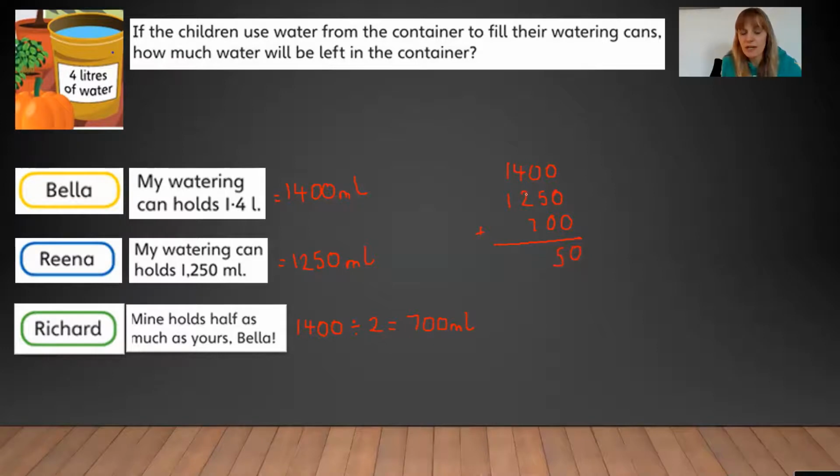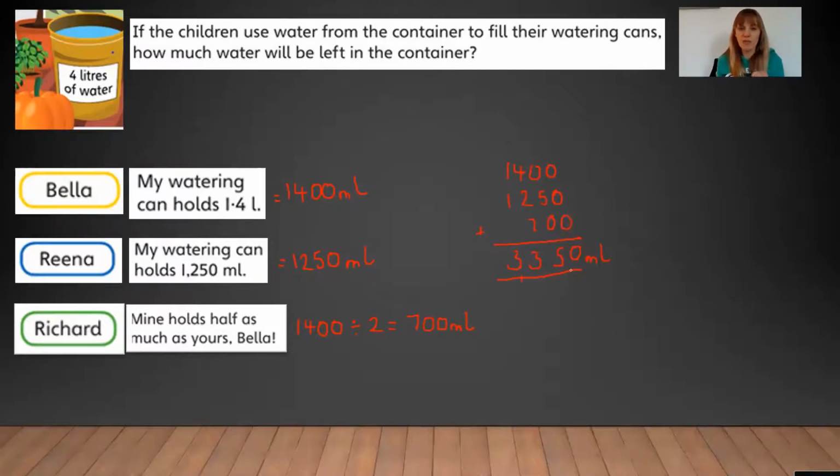7 add 2 is 9, add 4 more is 13. 1 add 1 add 1. So all together they have 3,350 millilitres of water in their watering cans. Is that the answer though? Is that where I stop?